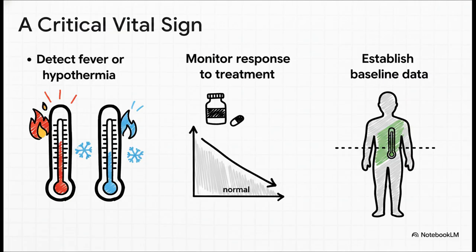First, and this is the big one, it helps you spot trouble. You can detect a fever, which could mean an infection is brewing, or you can catch hypothermia, which is a really dangerous drop in temperature. Second, it lets the team know if a treatment is actually working. And third, it helps you establish a baseline for that specific person. Because, and this is really important, normal is not a one-size-fits-all number.